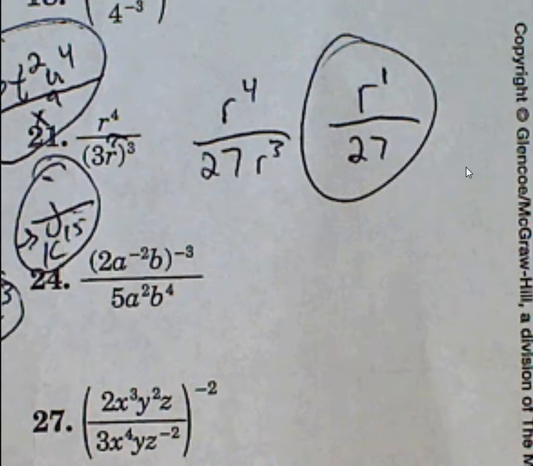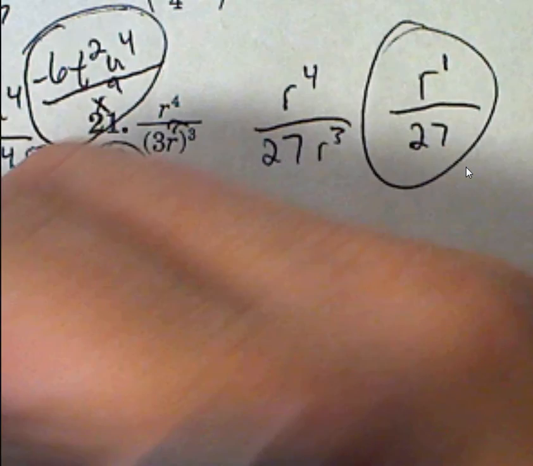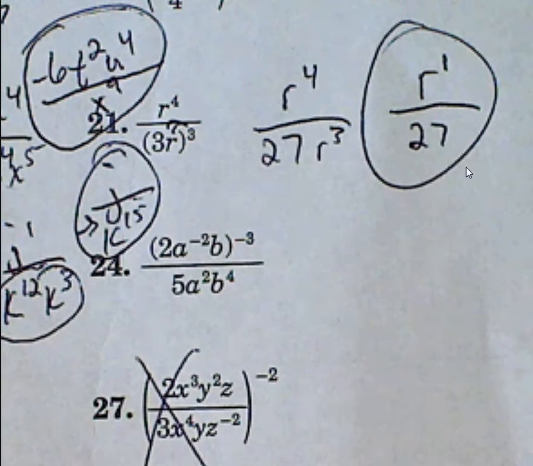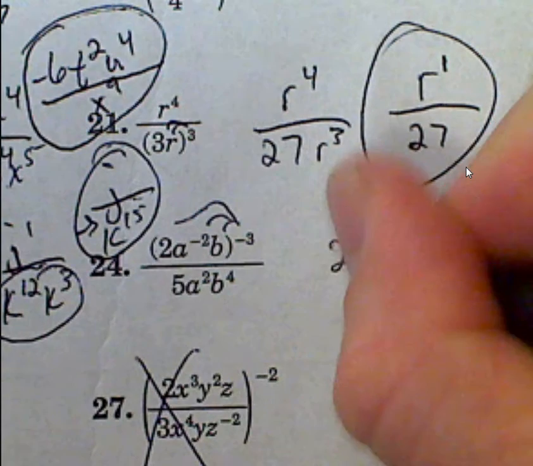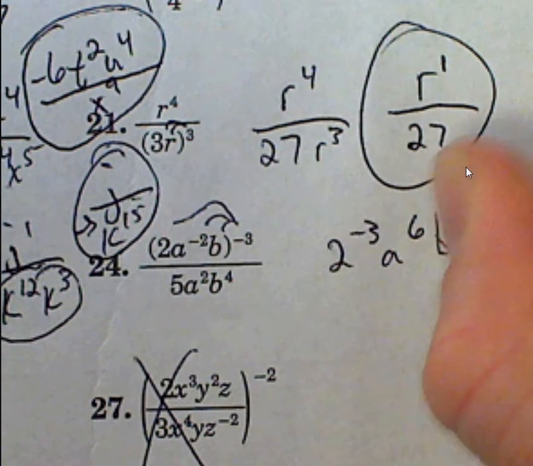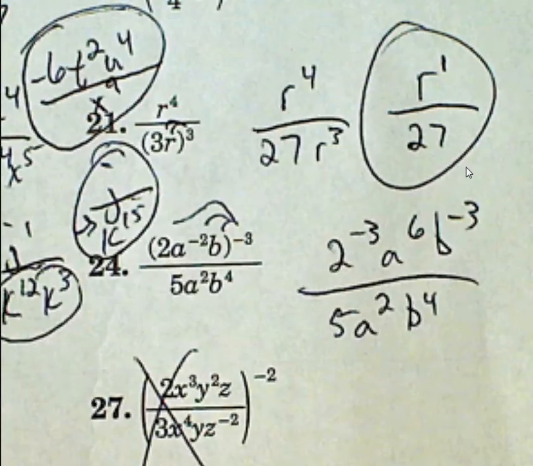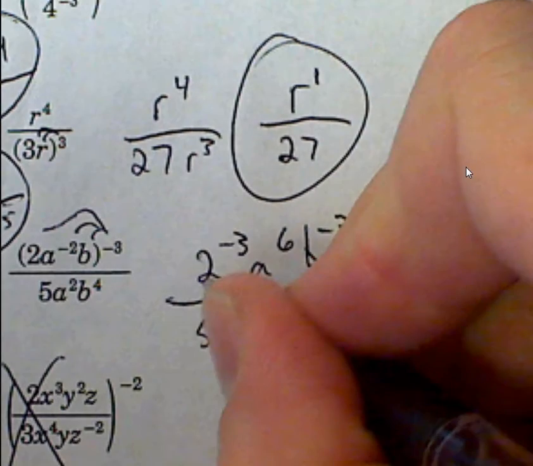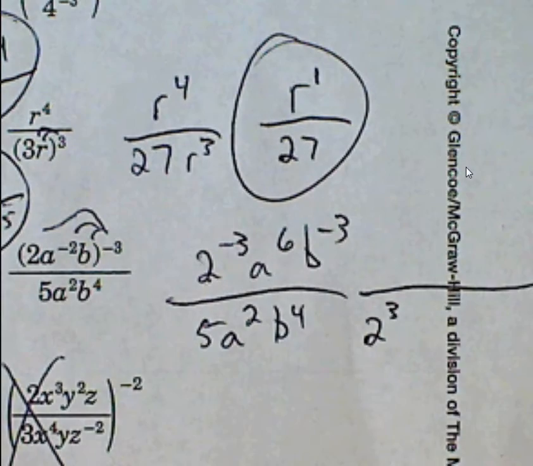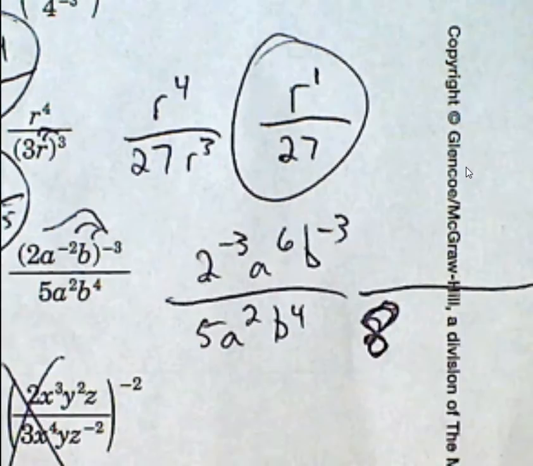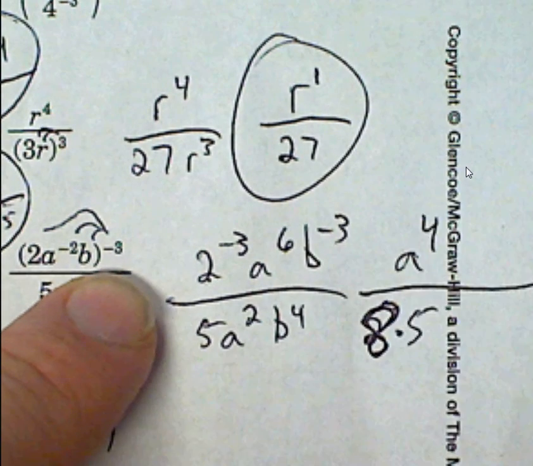Okay? Number 24. I'm only going to do 24 and 25 because I think I'm running out of video time, so don't worry about 26, 27. So I'm going to go ahead and distribute the 3, so that's 2 to the negative 3, a to the positive 6, b to the negative 3, over 5a squared, b to the 4. So let's see what happens here. So this is 2 to the negative 3, so that becomes 2 to the third on bottom, which is 8. 5 stays on bottom. 6 minus 2 becomes a to the 4.